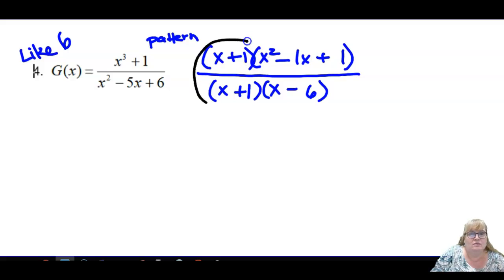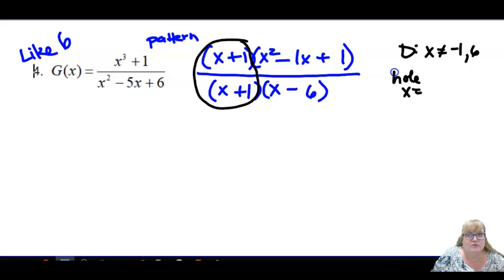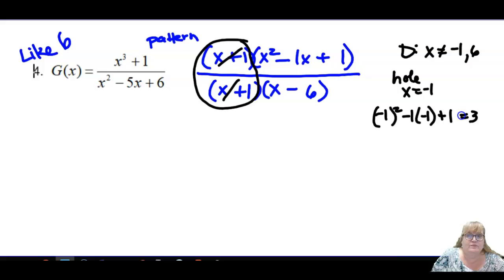All right, the hole. Before we did anything, we would write down, if we were doing domain, x cannot equal negative 1 or 6. The hole is at x equals negative 1. Then we're going to be able to divide that out and put the negative 1 back in here. Negative 1 squared minus 1 times negative 1 plus 1 is 1 plus 1 plus 1, which is 3, over, we're putting the negative 1 in here, negative 1 minus 6 is a lovely negative 7. So the hole is at negative 1, negative 3/7. Okay?